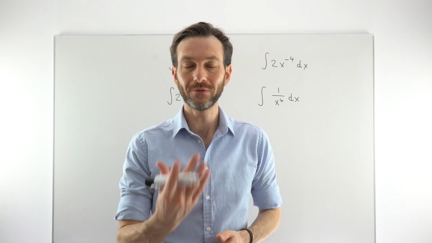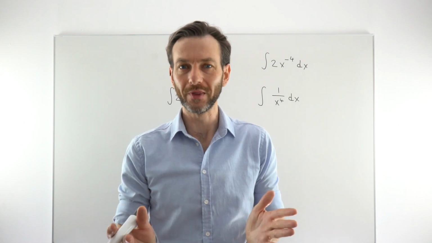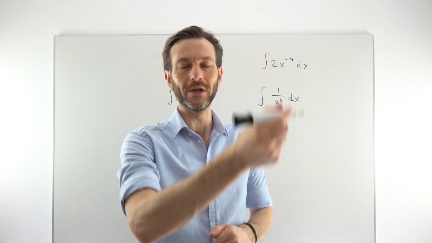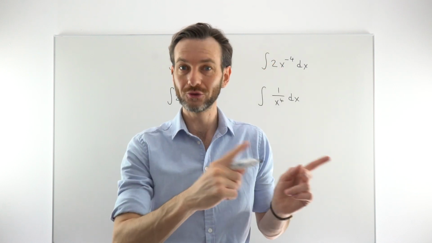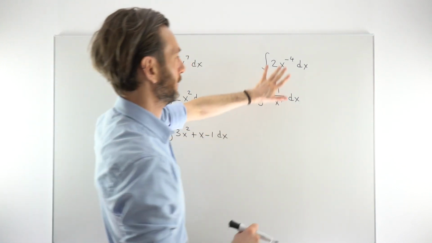So whereas for differentiation, you multiply by the power and reduce the power by 1, confusingly in integration, you increase the power by 1 and then you divide by the new power. So it's literally the opposite operations. So we're going to take a look at these examples in a moment.